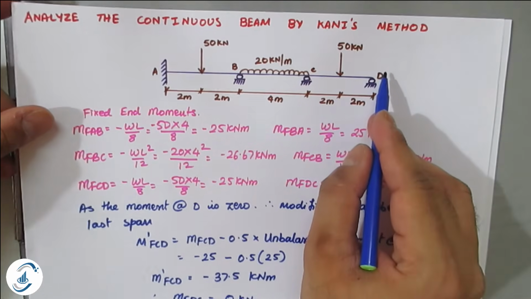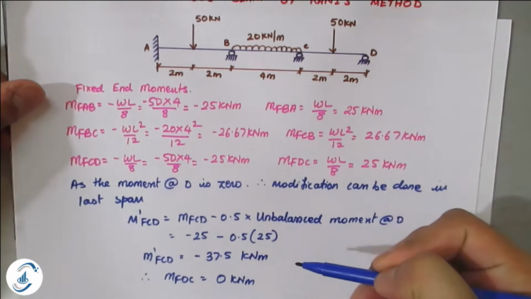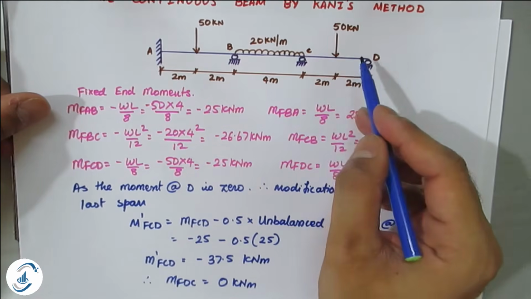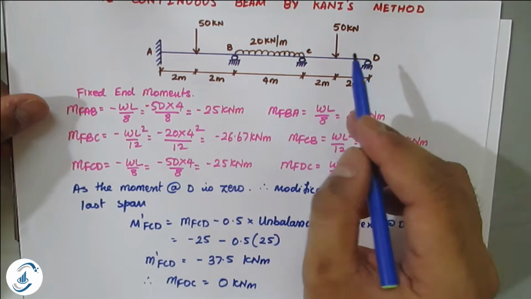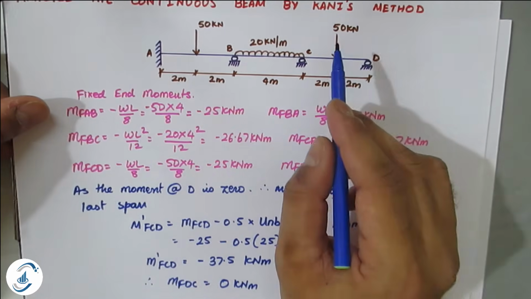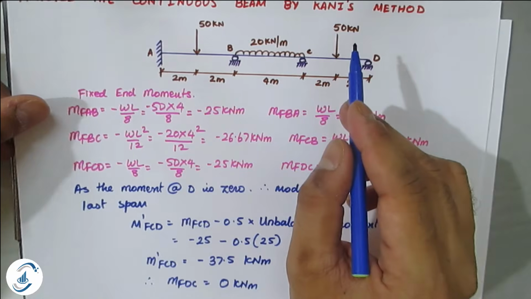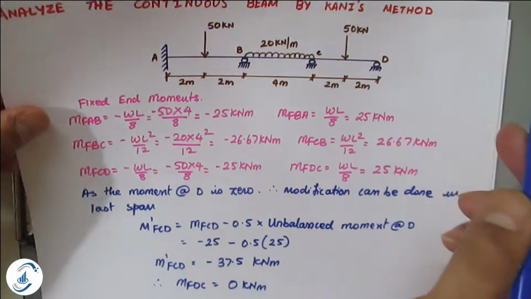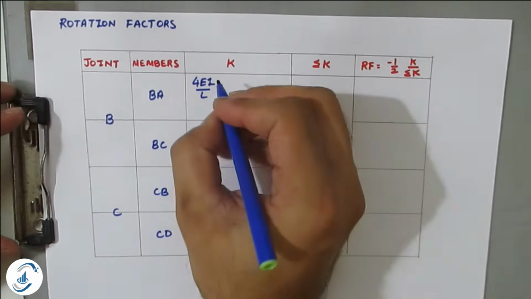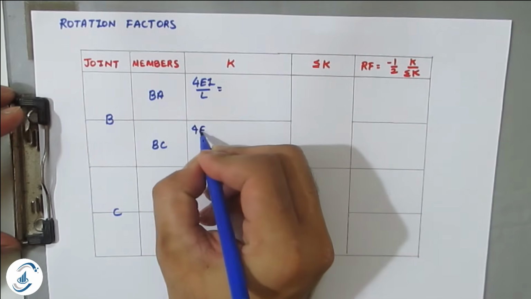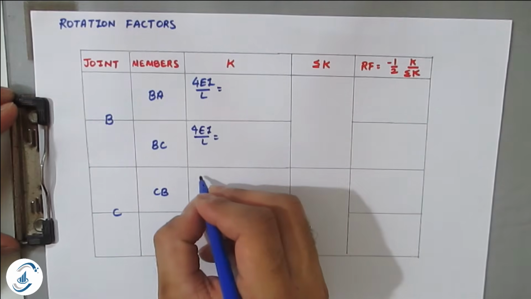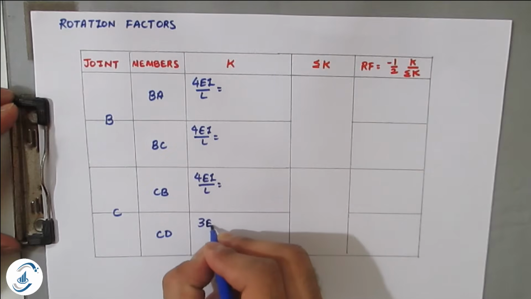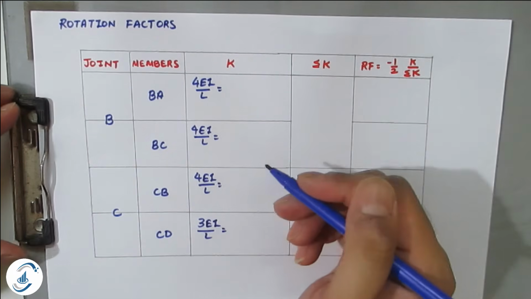Now remember, when you go for the modification method, that is, if you calculate the new MFCD value, the stiffness will be 3 EI by L for CD, and not 4 EI by L. So there are three members having stiffness 4 EI by L, and one member, CD, having stiffness 3 EI by L. So BA will be 4 EI by L, BC will be 4 EI by L, CB also 4 EI by L, and CD will be 3 EI by L. This is again a small change you have to remember.